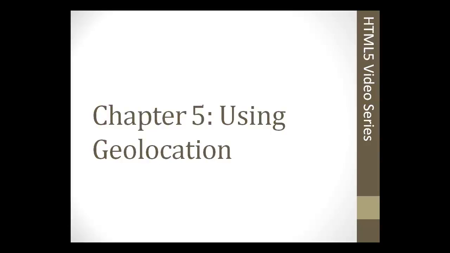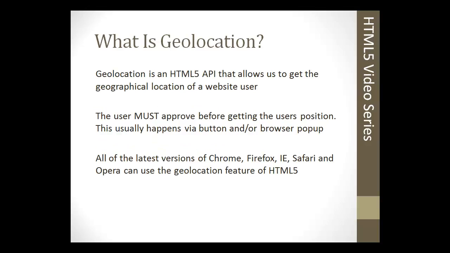Hi guys, welcome to Chapter 5, Section 1. In this section we're going to be talking about the geolocation feature of HTML5. So what is geolocation? The HTML5 geolocation API is used to get the geographical location or position of a user.